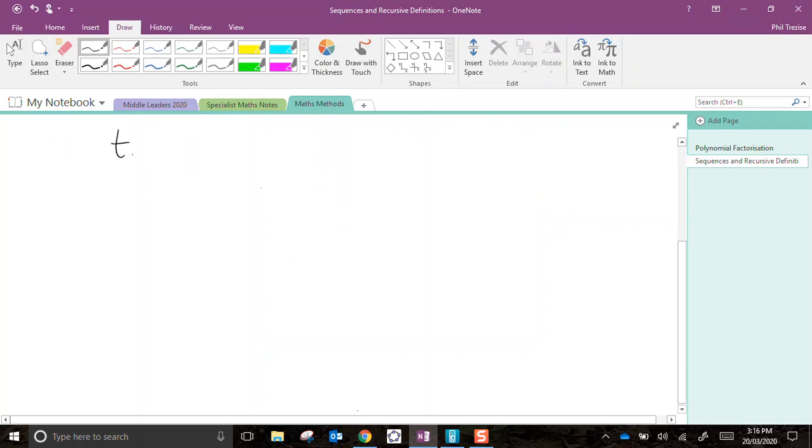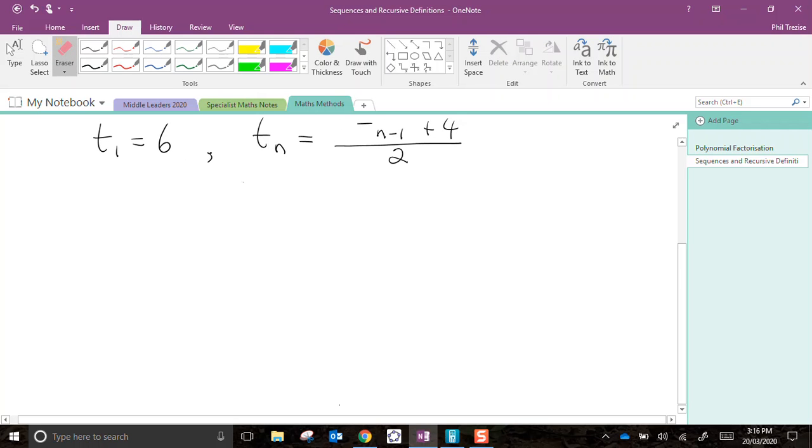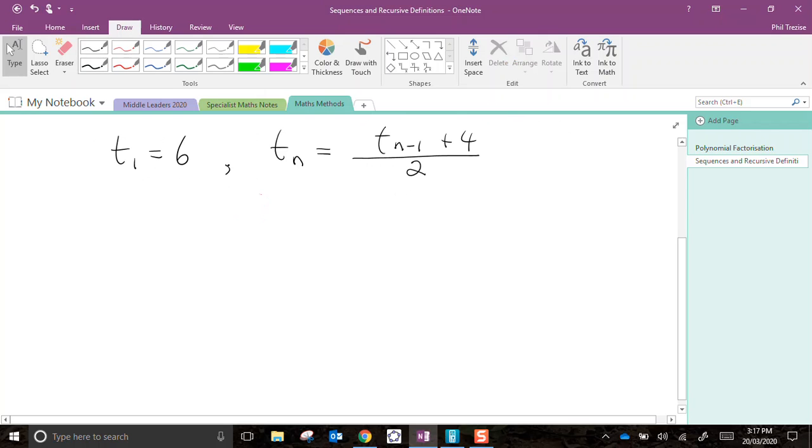So here's a new one. Let's say the first term is 6, and a new term in the sequence, term n, let's go 2 times the previous term plus 4, all divided by 2. That seems pretty good. Let's try that. Actually, I don't think I want that 2 up there. Let's just get rid of that 2. Let's just have the previous term plus 4 divided by 2. That seems better.